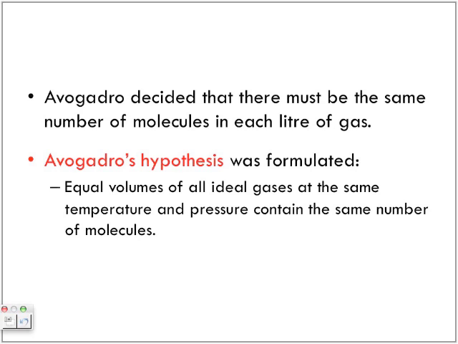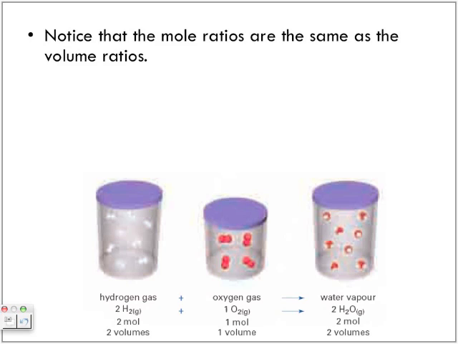So if we had, like that example, 2 moles of hydrogen combined with 1 mole of oxygen, we can still relate that to 2 liters of hydrogen gas combining with 1 liter of oxygen gas to produce 2 liters of water. He used those same ratios for volume as well, not just for moles or number of molecules, if they were at the same temperature and pressure. Remember, that had to be consistent. So notice that the mole ratios are the same as the volume ratios.